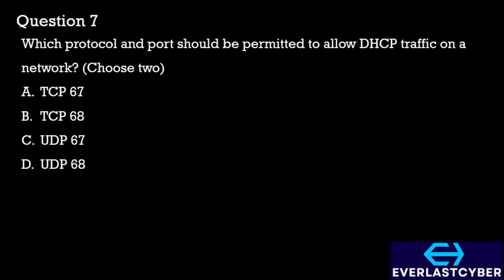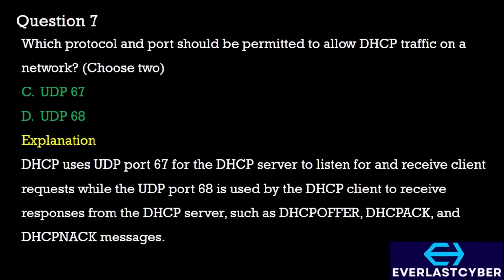For options A and B, those will be the wrong answers because DHCP does not use TCP. It only operates over UDP. So our answers here will be options C and D. DHCP uses port 67 for the DHCP server to listen for and receive client requests, while port 68 is used to receive responses from the DHCP server like the DHCP offer, the DHCP ACK, and DHCP NAK.